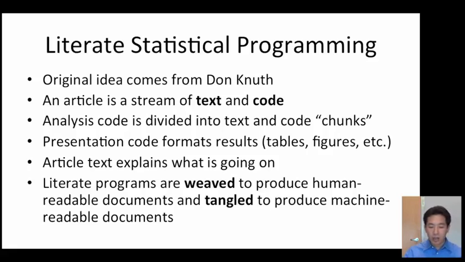And so the idea is that an article is a stream of text and code, and analysis code is divided into text and code chunks. The presentation code formats the tables and formats figures, things like that. There's article text that talks about what's going on. And then with these literate programs, there are two concepts. You can weave them into human-readable documents, and you can tangle them to produce machine-readable documents or just code files.